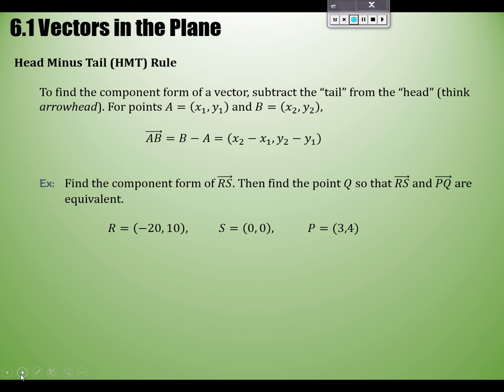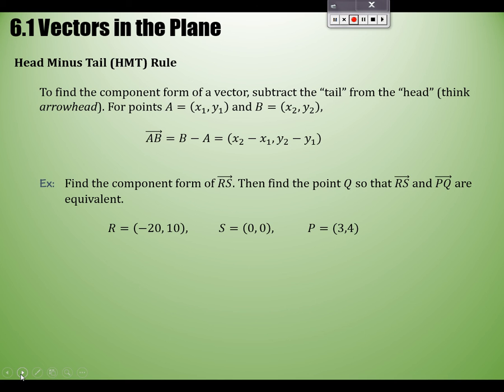Well, say I give you two points, then we might write a vector from point A to point B with this arrow notation above, where the order A, B with the arrow over top matters. That would be different than BA. The direction matters. Well, that would be the head, the arrowhead, minus the tail. So you take point B and subtract point A, and you get the component form of the vector AB. Does that make sense?